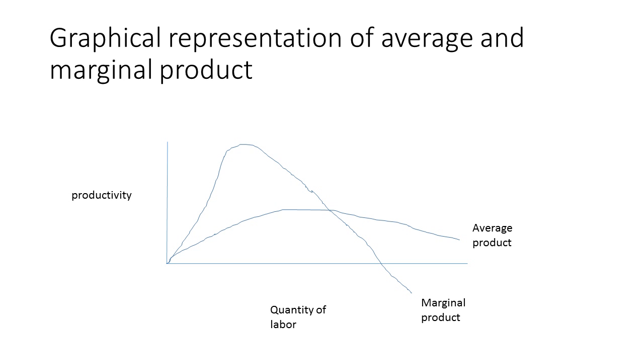A graphical representation of average and marginal product is shown here. I apologize for my freehand drawings. It's the best I can do. Not very good at it. But you can see this. Number one, marginal product goes to 0 while average product is still positive.